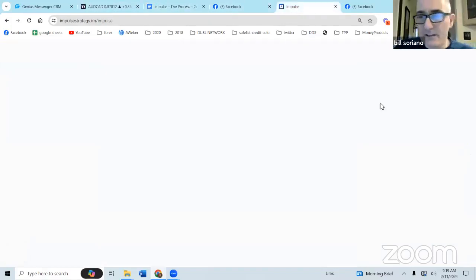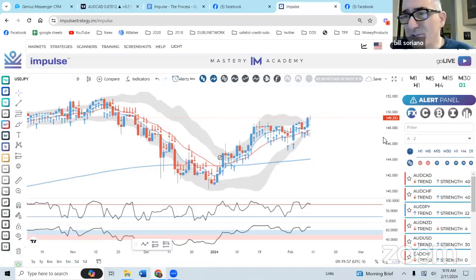So this is our impulse scanner right here. Now what I do is I just go to the daily time frame. It doesn't matter which time frame you use, but we're going to go through all the pairs very quickly just to determine if they're trending or not.